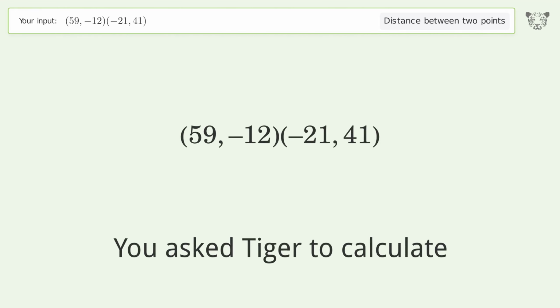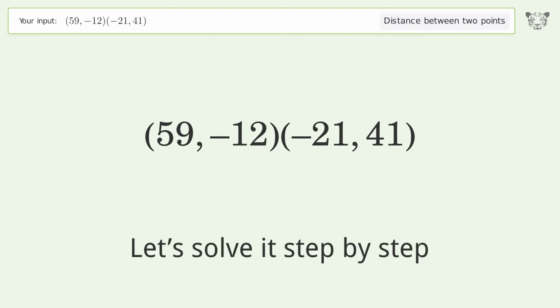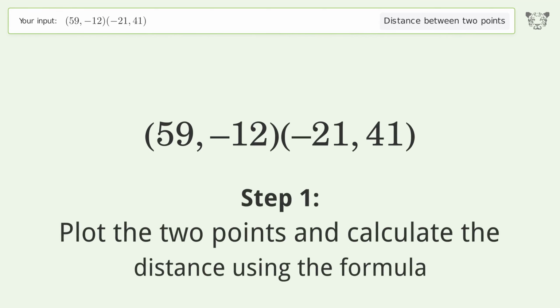You ask Tiger to calculate. This deals with the distance between 2 points. The distance between the 2 points is the square root of 9,209, or 95.964. Let's solve it step by step. Plot the 2 points and calculate the distance using the formula.